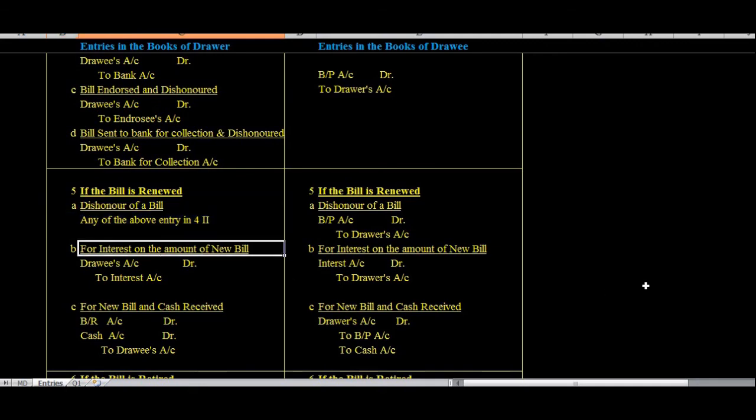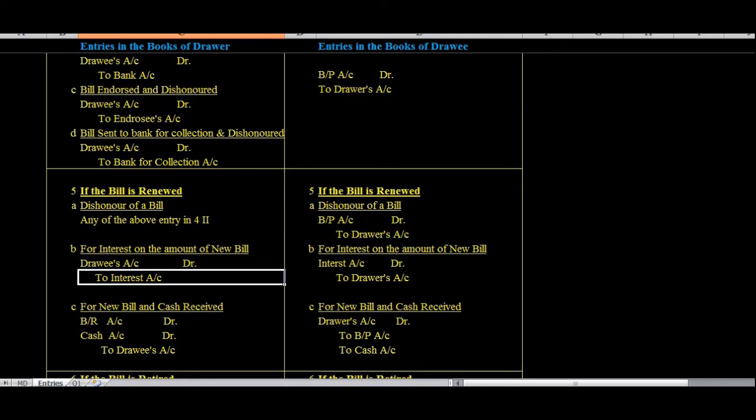Next is interest. Remember guys, drawer is charging interest. For him, this interest is an income. And always incomes are to be credited. And he is to receive it from drawee. And therefore, the journal entry becomes drawee's account debit to interest account. Okay. And then the simple entry.